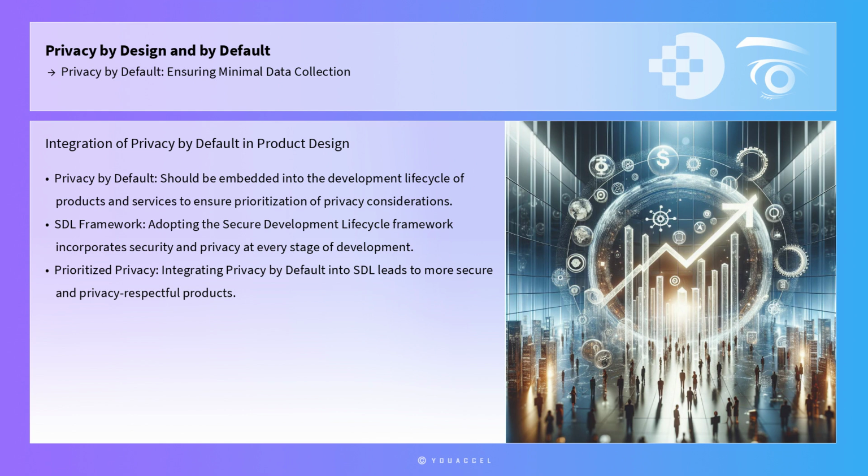The integration of privacy by default into product design is another critical aspect. Privacy by default should be embedded into the development lifecycle of products and services. This can be achieved through the adoption of the Secure Development Lifecycle Framework. SDL emphasizes the importance of incorporating security and privacy considerations at every stage of the development process, from design to deployment. By integrating privacy by default into the SDL, organizations can ensure that privacy considerations are prioritized throughout product development, leading to more secure and privacy-respectful products.